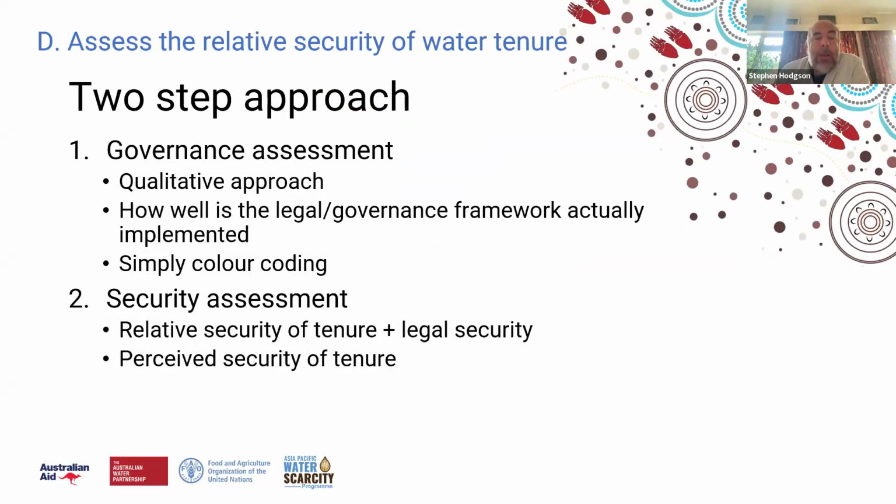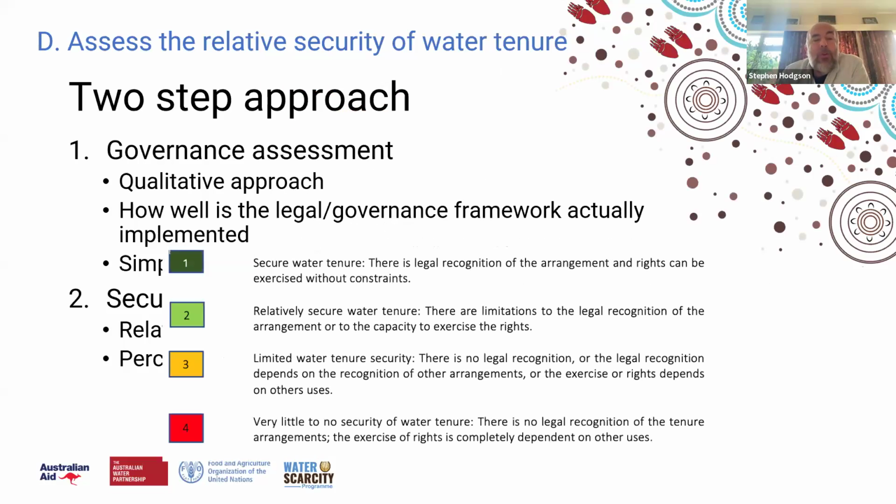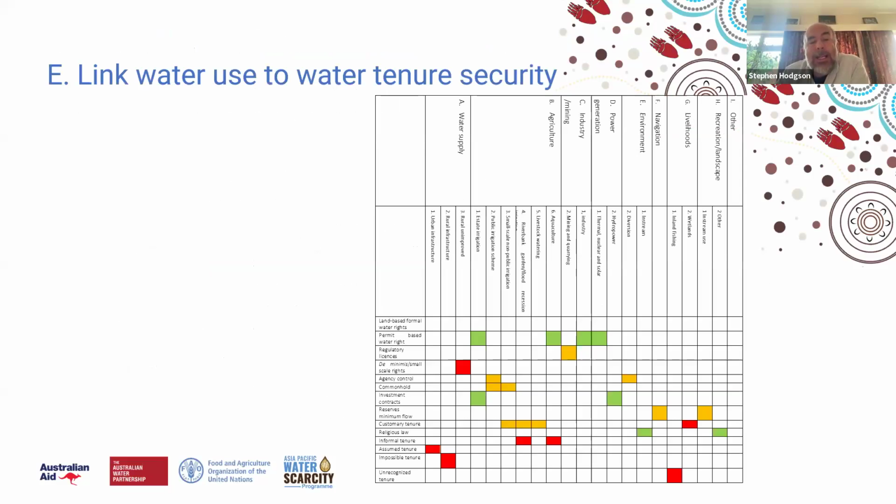Once we've done the governance assessment, if you can click onto the next slide, we link that to the security assessment to try and assess the relative security of the different types of water tenure arrangement, which we can show using a simple color scheme from dark green to light green to orange to red. Red being a situation where the water use typically in the assessment area doesn't have any security of tenure. And that's obviously crucially important for people's livelihoods, for their own security, for their own means of existence.